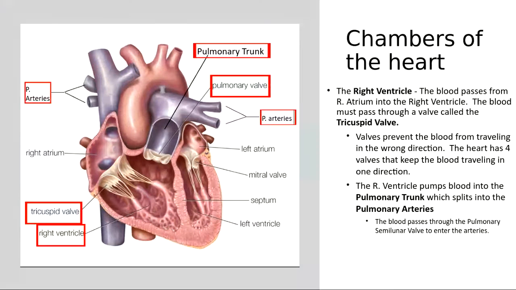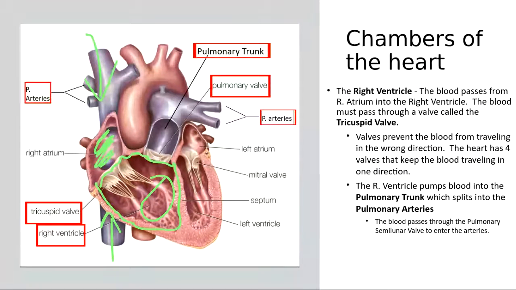So let's go through the chambers of the heart. We started with the right atrium. Now we're going into the right ventricle. So here we have blood enters through the vena cava, superior or inferior, or anterior, posterior. And it enters the right atrium. And before it enters the right ventricle, which is here, this little chamber here, it must pass through a valve.